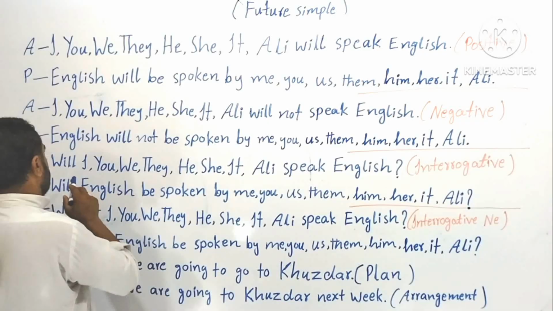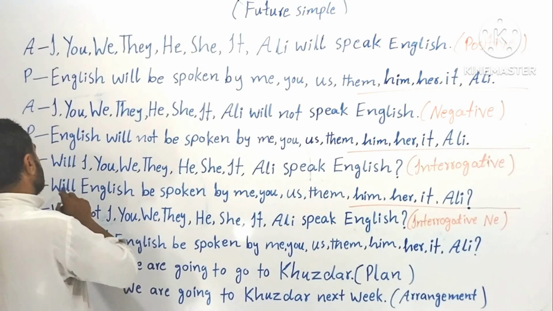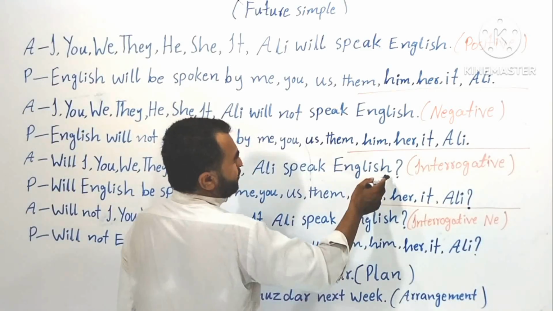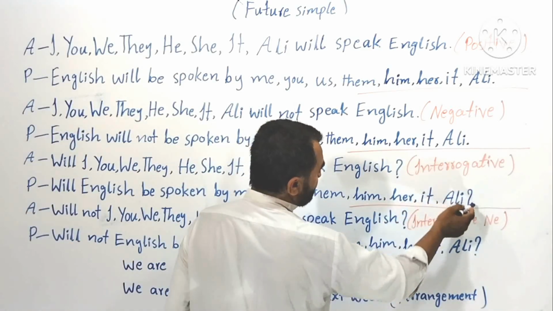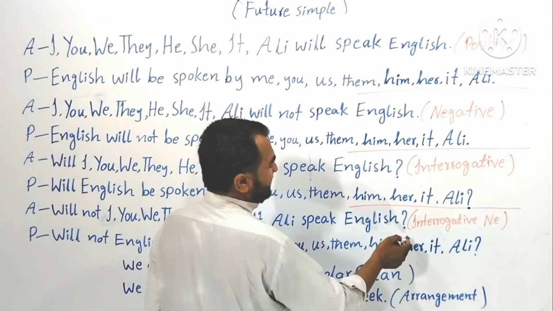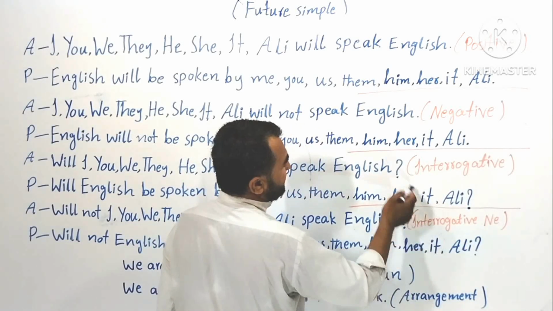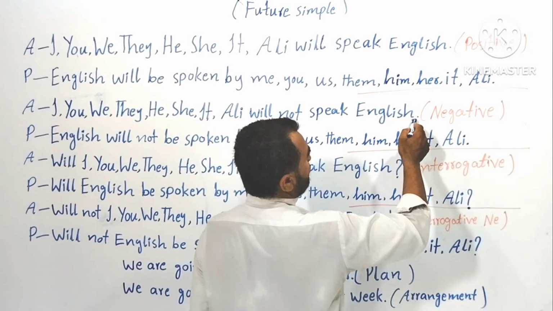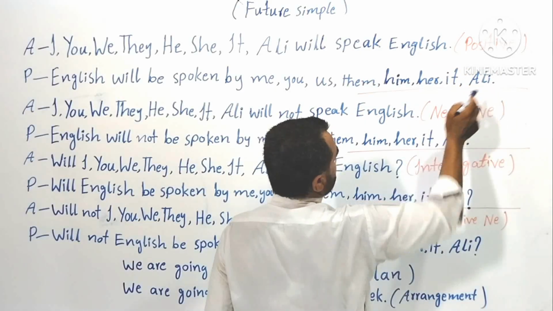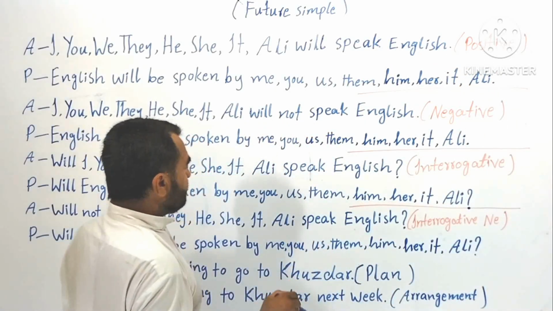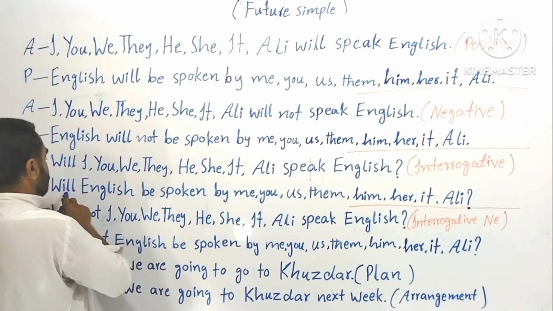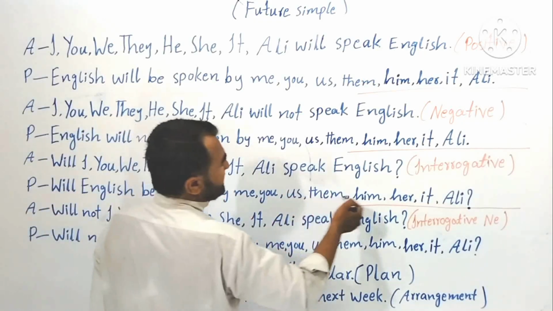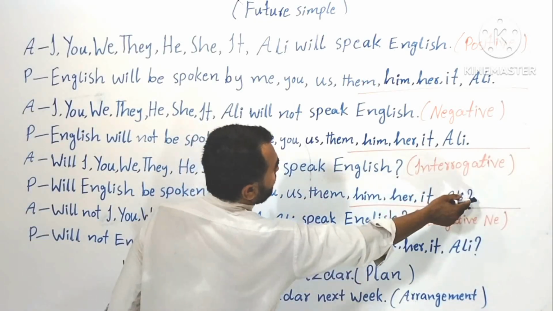So the first sign of an interrogative sentence is that at the beginning you have to put the modal verb will, then your subject, and at the end you have to put a question mark. You have to put a question mark in interrogative and interrogative negative sentences, while in negative sentences and positive sentences you have to put a full stop. First sign is the will: at the beginning of the sentence you put will, then your subject. The second sign is that at the end of the sentence you put a question mark.